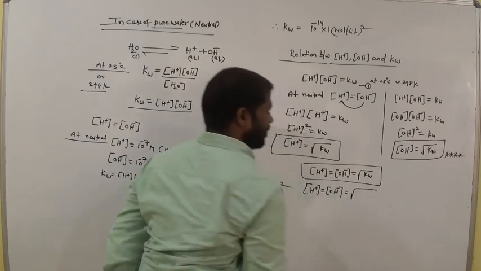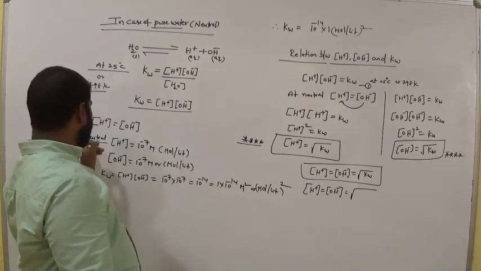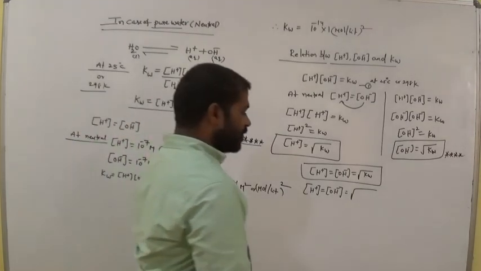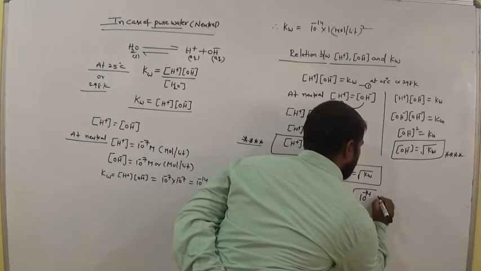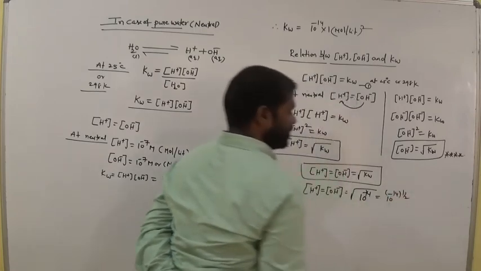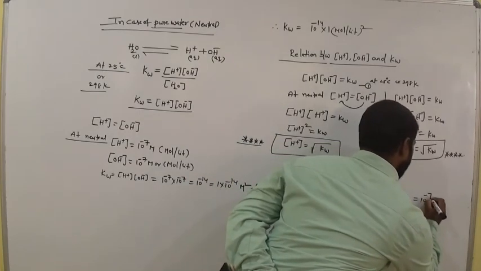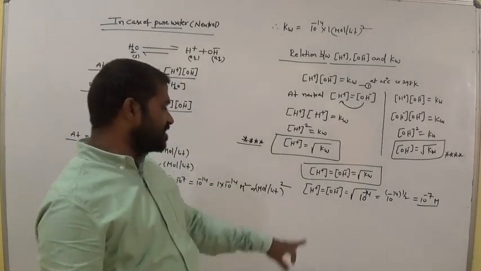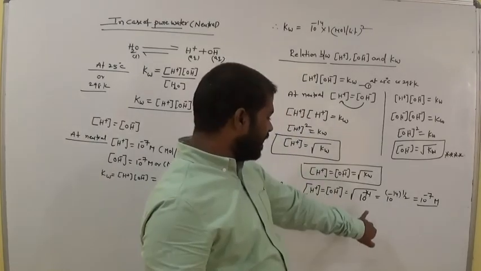So the molar concentration of H plus equals the molar concentration of OH minus, equals the square root of Kw. At 25 degrees Celsius, what is the value of Kw? 10 power minus 14, or not? Now it can be written as 10 power minus 14 whole power 1 by 2. Am I right? Now what is the value? 10 power minus 7, with units M. So now why are the molar concentrations of H plus and OH minus 10 power minus 7? Now we have an idea about this.